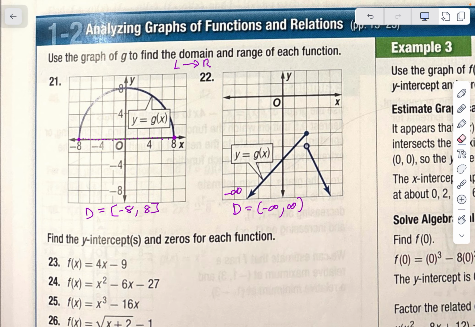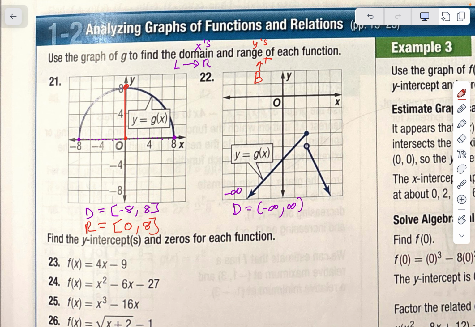Okay. Now let's do range. Range is from bottom of the graph to top of the graph. So remember, range are your y's that you used from the bottom of the graph to the top of the graph. Domain are the x's that you used from left to right. Okay, so let's go from the bottom of our graph to the top of our graph. What heights do we hit? The bottom height, the lowest this graph gets is 0, right? The highest this graph gets is 8. The range for this graph is from 0 to 8.